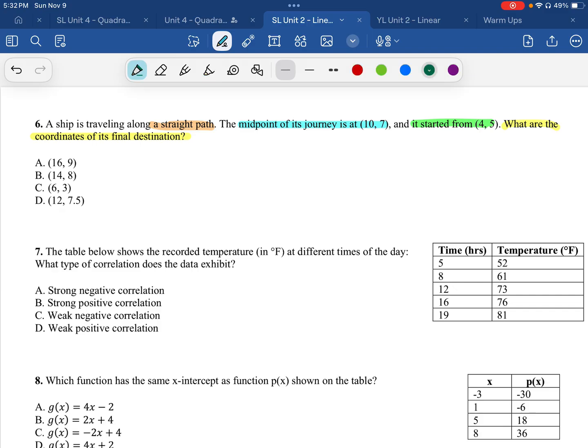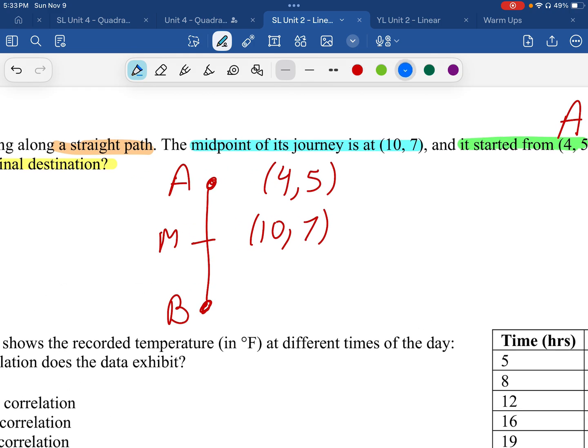So if I want to draw a little diagram here, here is A, here is B, and here is my midpoint. Well, it started at A, which was 4,5, and it traveled to the midpoint of 10,7. And we want to find the other end point.